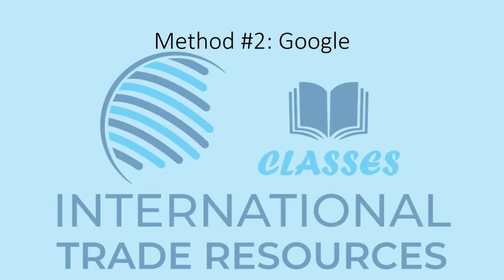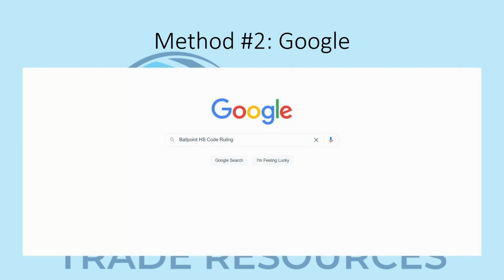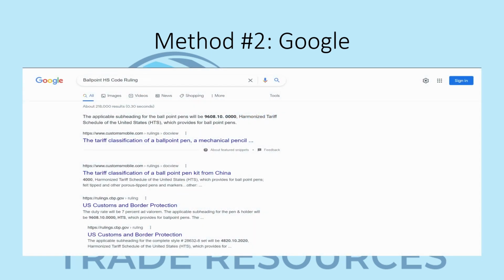The next method is just Googling it. So if you just go on Google and search ballpoint pen HS code ruling, or as you can see here, ballpoint HS code ruling, you'll get a lot of results for the HS code for ballpoint pen. As you can see right here at the top, it is the same HS code as we found on the government's website. Now, if you look right below that, though, it starts with the number 4000, but the one below that has the correct code. So make sure you go through a few options. The first one's not always necessarily right, and just see what the consensus is.